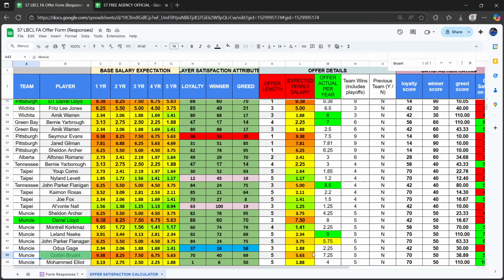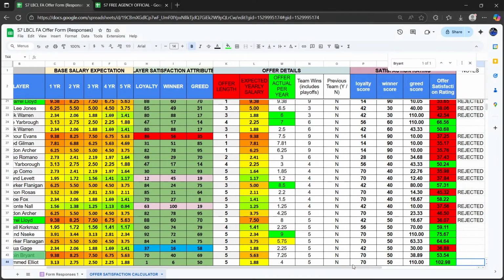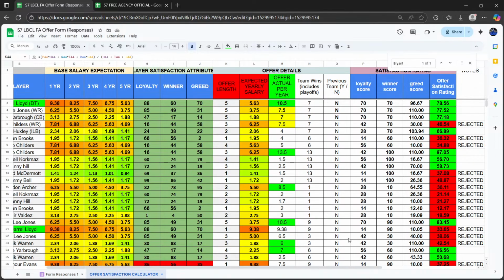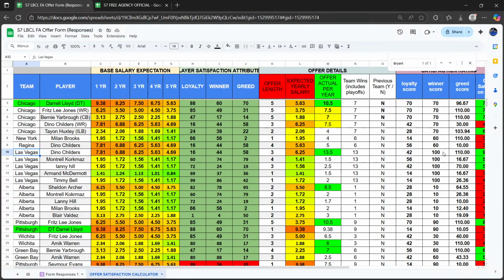Muhammad Elliott. Whoo, damn. That's the highest offer satisfaction rating of all of free agency. Dino Childers really liked Chicago, or really liked Vegas's big deal, Chicago. That's wishful thinking. I lost on my wide receivers. Pittsburgh went all out on Fritz Lee Jones. They dropped their bonus, and that bonus was the difference in the end. Pittsburgh using the bonus on Fritz Lee Jones is 100% what landed Fritz Lee Jones to Pittsburgh.